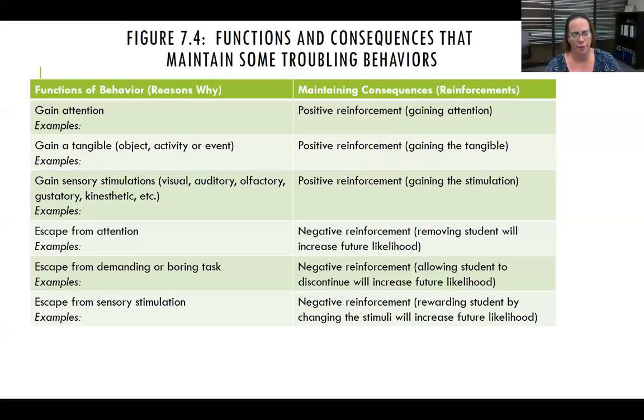So I don't have a very good example of that one. But again, it's this idea that they want to get away from it, and then we let them get away from that stimulation, and the next thing we know, we have basically conditioned them to do the same thing over and over again. So the negative reinforcement, rewarding a student by changing the stimuli, will increase the future likelihood.